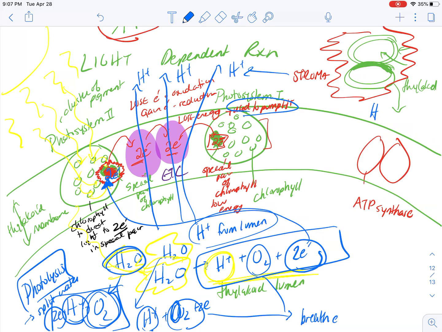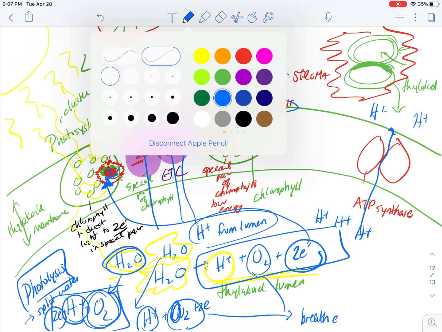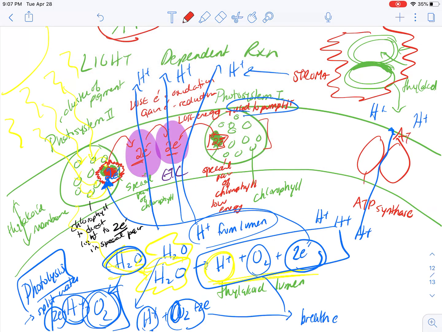Now, why did we pump all this hydrogen? You're going to see why in 2 seconds. We're making all this hydrogen inside, and when this hydrogen travels through the ATP synthase to the stroma, guess what we make? We make ATP. ATP is a high energy compound that we make when hydrogen passes through this ATP synthase.